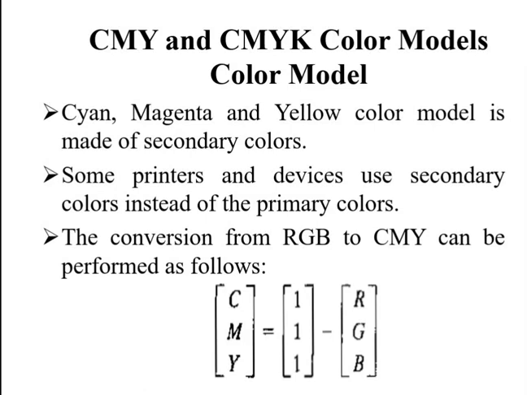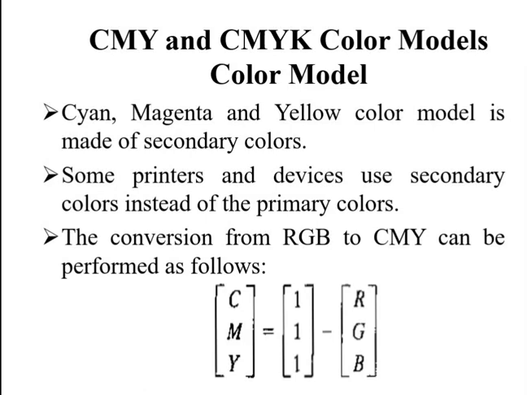For example, when a surface coated with a cyan pigment is illuminated with white light, no red light is reflected from the surface. That is, cyan subtracts the red light from the reflected white light, which itself is composed of an equal amount of red, green and blue light. Most devices that deposit color pigment on paper, such as color printers and copiers, require CMY data input or perform an RGB to CMY conversion internally.